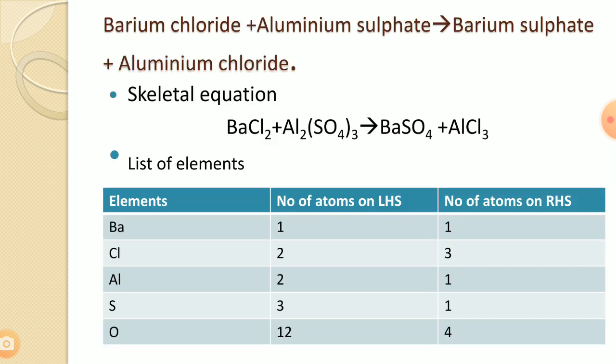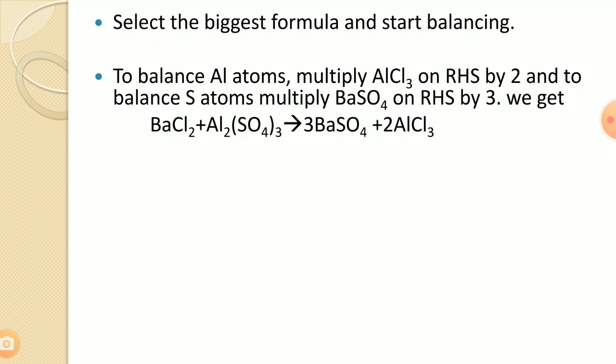Now let us take another example. When barium chloride reacts with aluminium sulfate to give barium sulfate and aluminium chloride. First of all, we'll write the skeletal equation. BaCl2 plus Al2(SO4)3 gives BaSO4 plus AlCl3. We'll make the list of elements and we found that all the atoms are unequal. So we will select the biggest formula and start balancing. The biggest formula is aluminium sulfate. So to balance aluminium atoms, we multiply AlCl3 by 2, and to balance sulfur atoms, we multiply BaSO4 by 3 on right hand side and we get this equation.